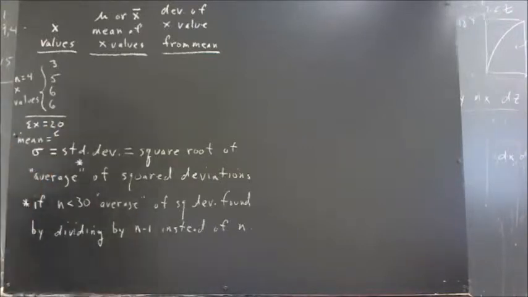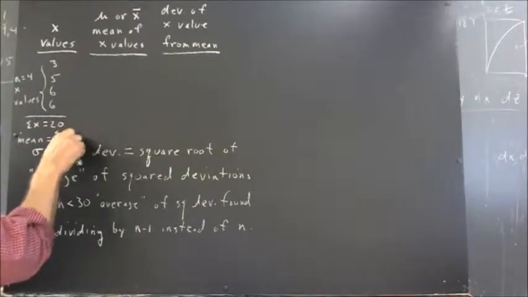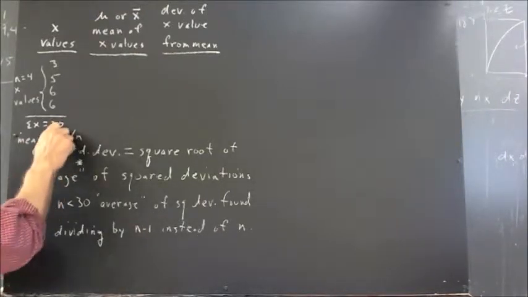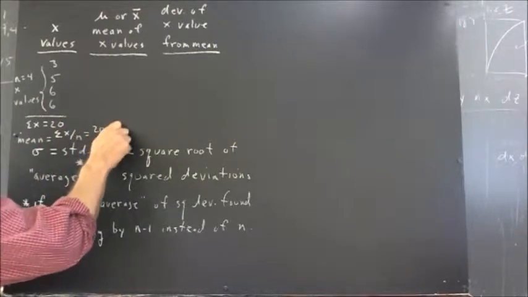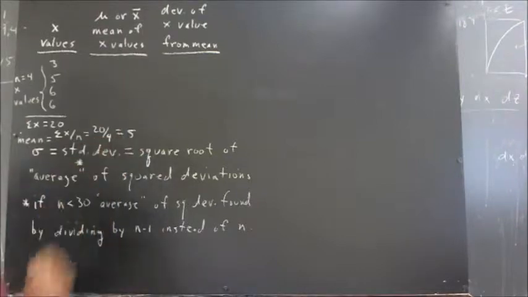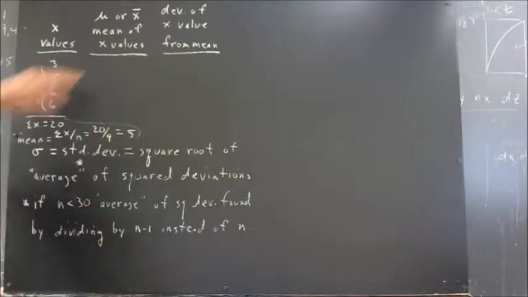Chalk is kind of sticking. Let me fix that. Okay, the sum of the x values divided by n. I'm writing that kind of small, but you should be able to read that. That's 20 over 4 equals 5. So that's our mean.